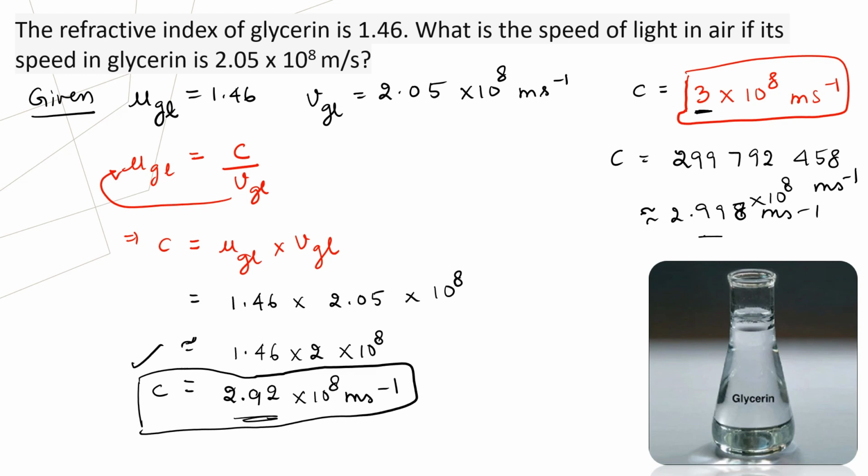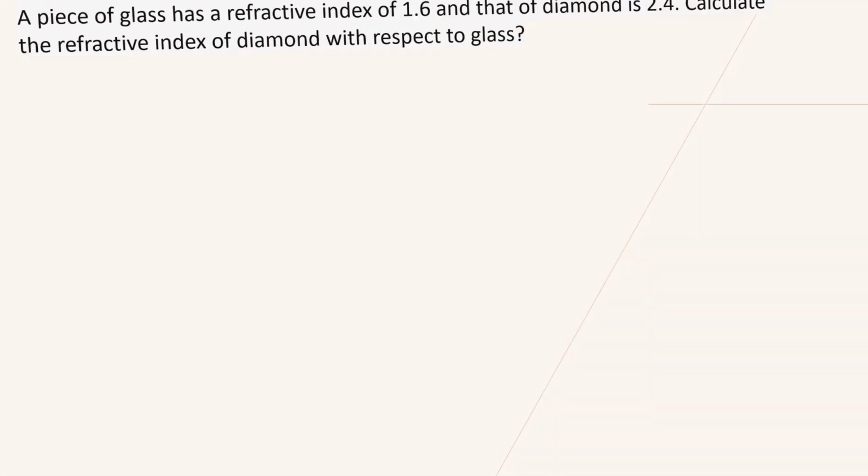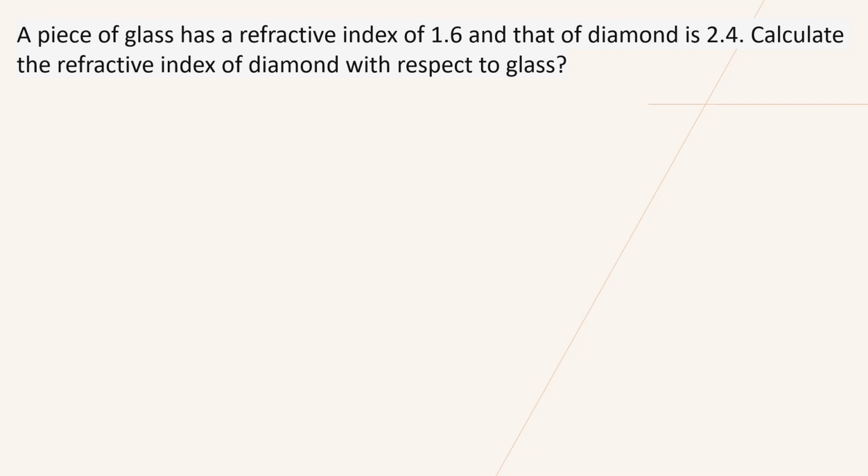Okay, so let's go to the next question. The next question is, a piece of glass has a refractive index 1.6 and that of diamond is 2.4. Calculate the refractive index of diamond with respect to glass.